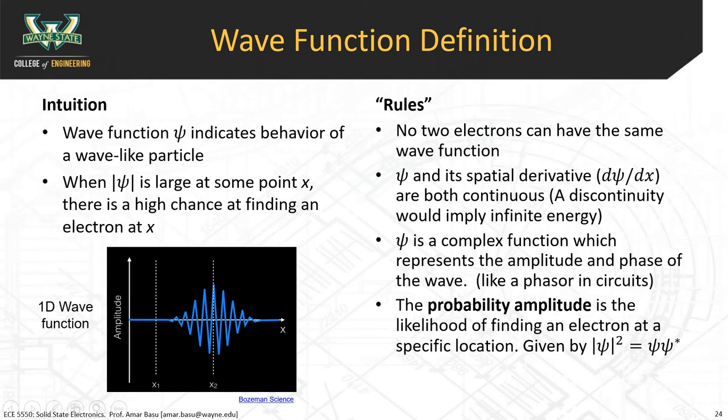So some of the rules for wave functions. No two electrons can have the same wave function. So that means when we solve for a whole bunch of electrons, like silicon, which has 14 electrons in it, there are 14 different wave functions.